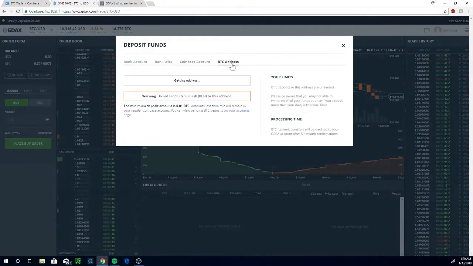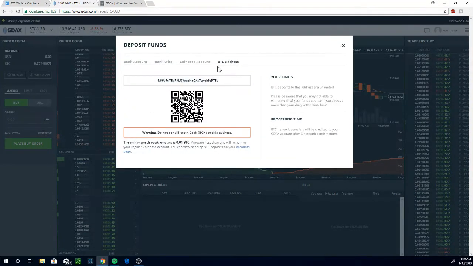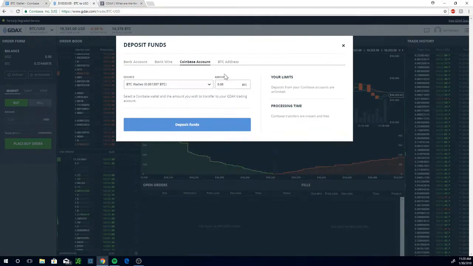And of course, if you want to send it from a different exchange like Binance, Poloniex, Bitfinex, Bittrex, go ahead and send using this code right here, using your BTC address. So back to the Coinbase account, I'm going to type in 0.001397, and you can go ahead and hit deposit funds.